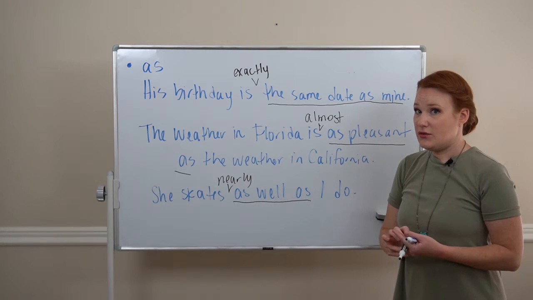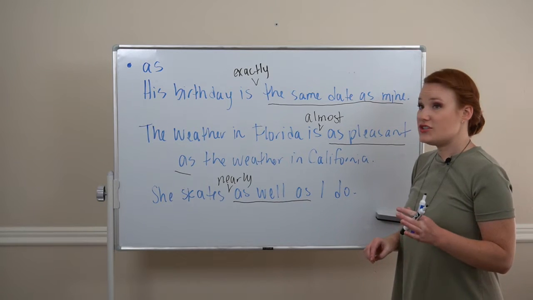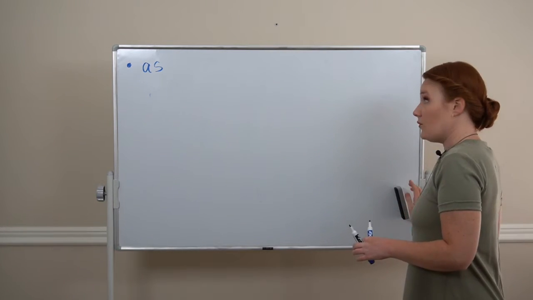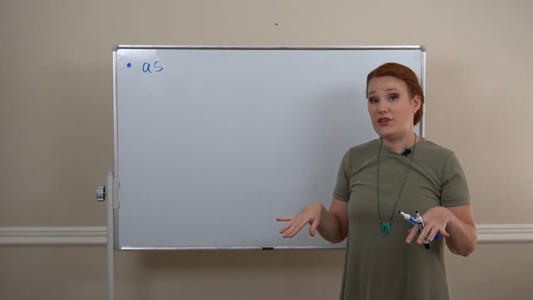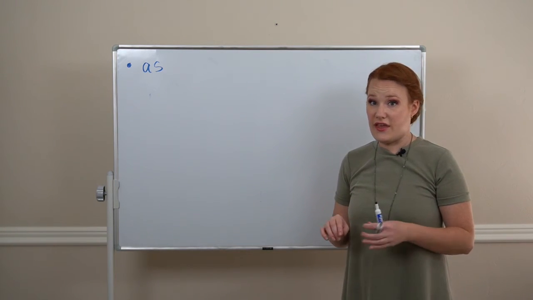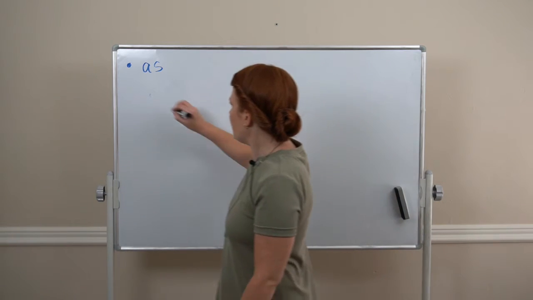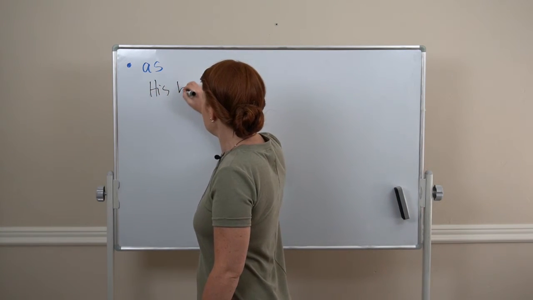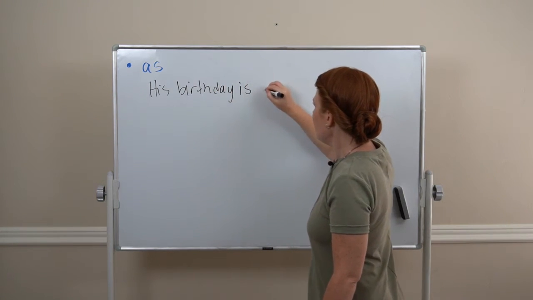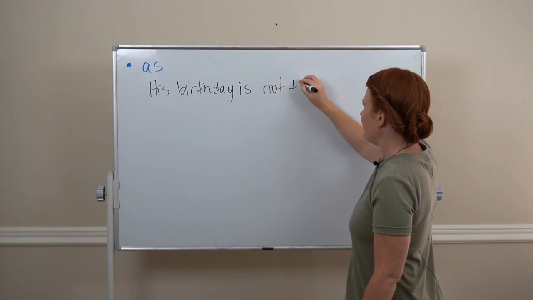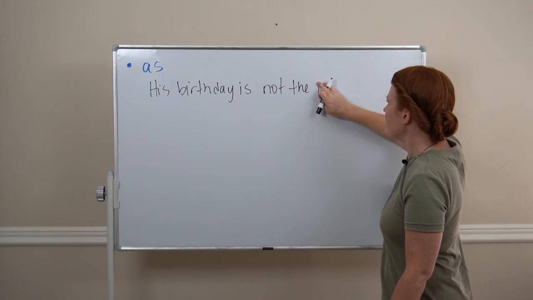All right, we can also use as to show a difference. So if we want to say that two things are not equal, we'll use the word not with as. His birthday is not the same date as mine.